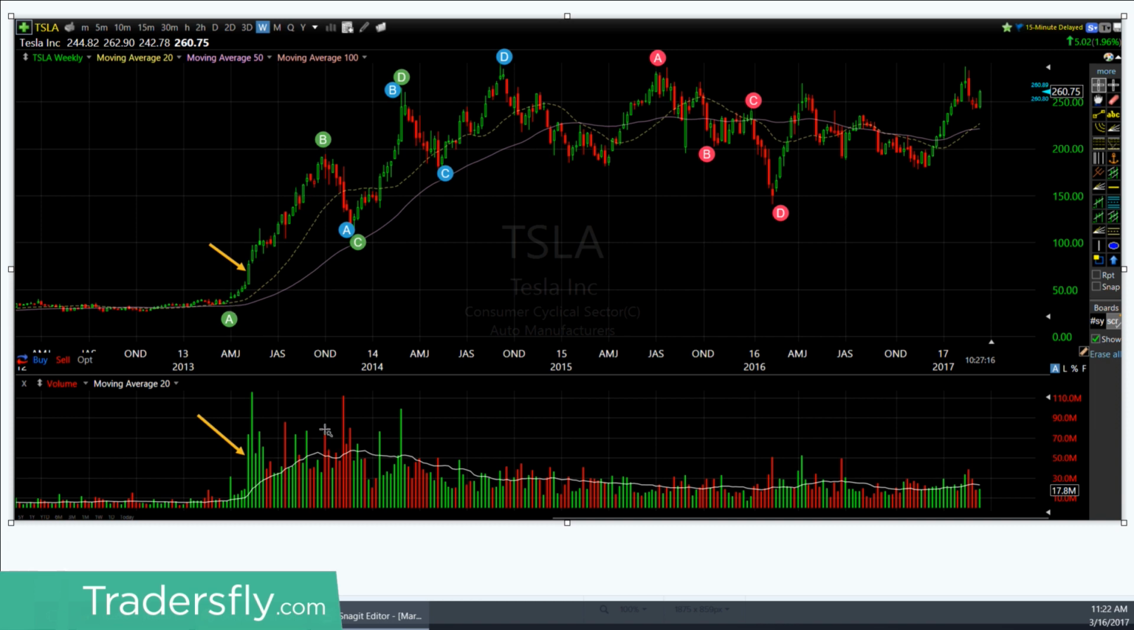Now, when you start getting a pullback on the B to C leg, okay, so as you do the B to C leg, this is typically lower volume.